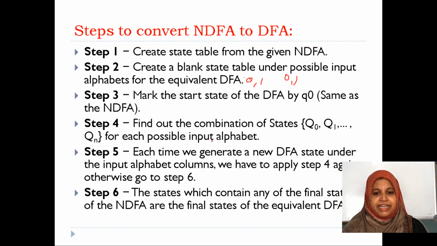Step 5: each time we generate a new DFA state under the input alphabet column, we have to apply step 4 again; otherwise, go to step 6. Whenever we get a new state, we perform the same operation again. Whenever we do not get any new states, we stop the process and go to step 6. These are the steps to convert the NDFA to the DFA.